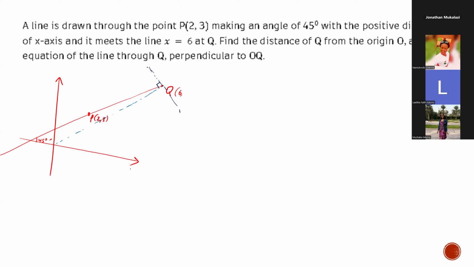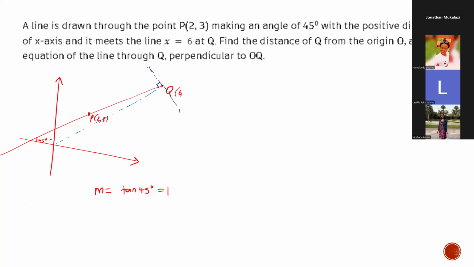Yeah, so something like that. And that's the line whose equation we want. Okay, so first of all, we would need the y coordinate of point Q. That means we need the equation of the first line that has been talked about. And we have a point on that line, (2, 3), and the angle it makes with the positive direction of the x-axis. We know that the tan of that angle would actually give us the gradient of that line. And tan of 45 is 1, so m is equal to 1.